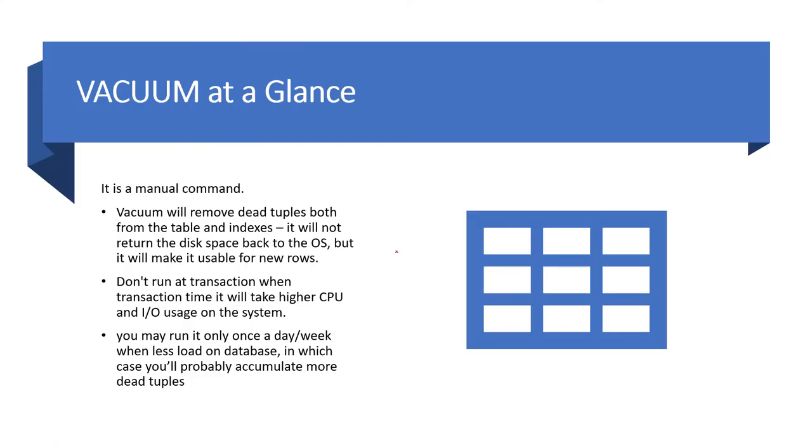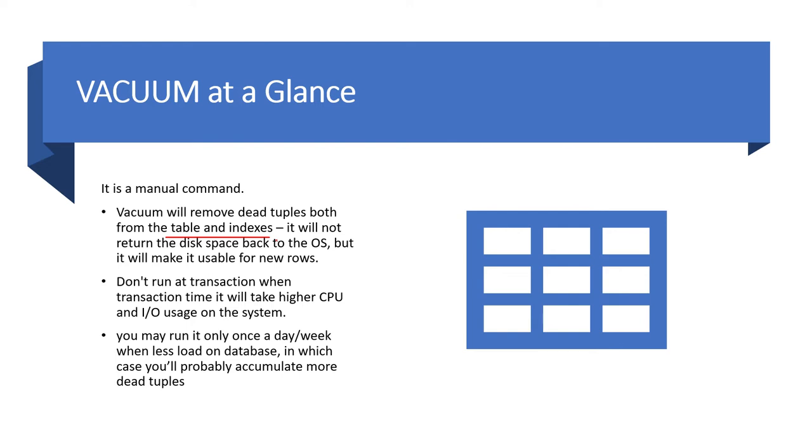So let's see what is vacuum at a glance. When you run the vacuum command on your Postgres, it will remove those dead tuples, or those rows which accumulated when they have been deleted or updated from the table, and it is valid both for the table and the indexes, because when you update or delete the data in your table, the corresponding indexes are also altered.